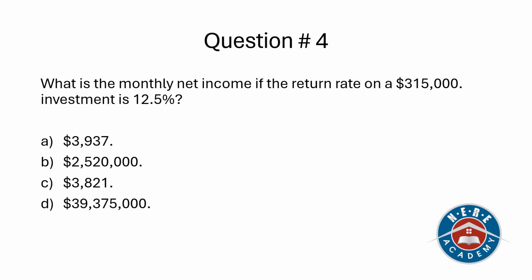Question number 4. What is the monthly net income if the return rate on a $315,000 investment is 12.5%? Is it A, B, C, or D? Pause the video and do your calculations.